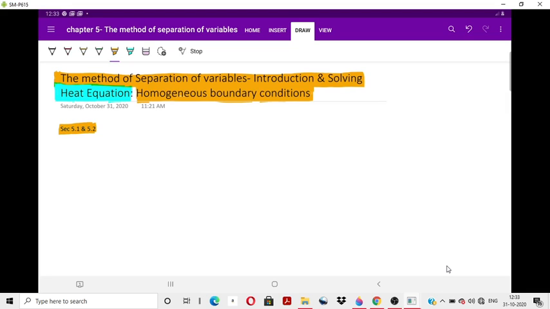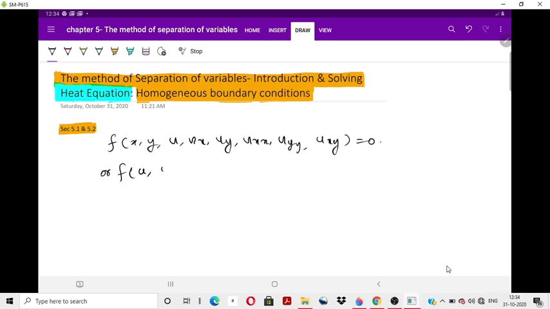Okay, so let's start the session. We know that the second order linear differential equation is of the form f of x, y, u, ux, uy, uxx, uyy and uxy is equal to 0, or we can write it as f of u, ux, uy, uxx, uyy, uxy equal to 0.